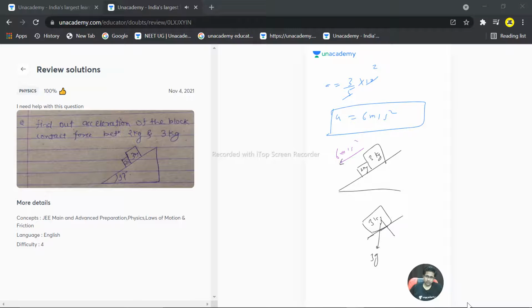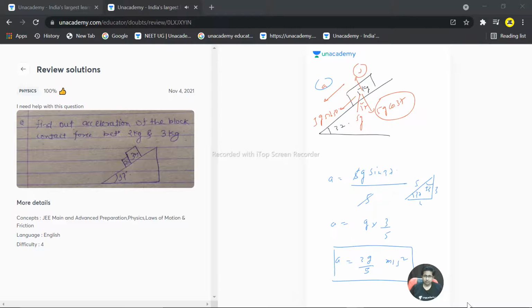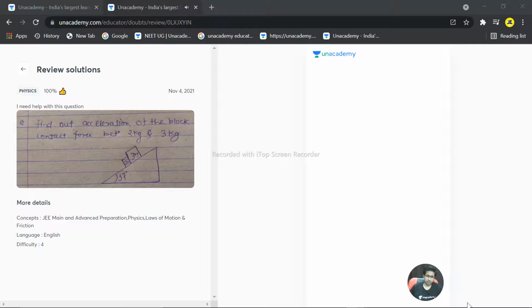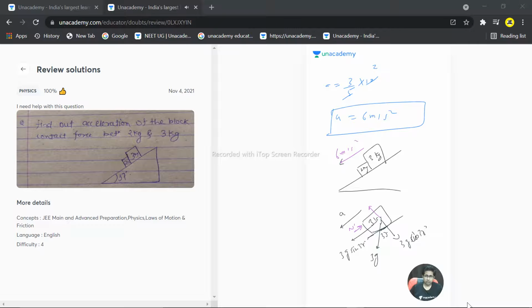Okay, this is 37. This is 3g cos 37, and this is 3g sine 37. This is acceleration A, and normal is acting like this. That is the contact force. I'm calling this n dash, not normal, because we have already mentioned the normal as n. Okay, so this is n dash.